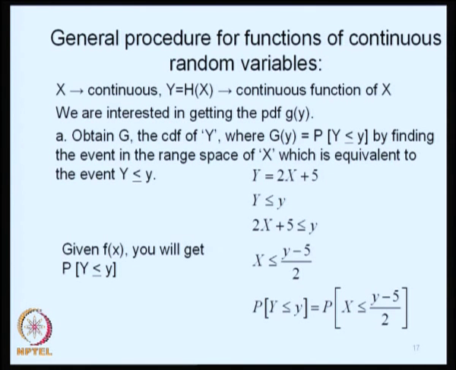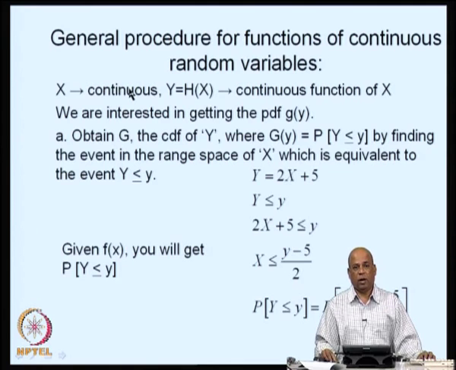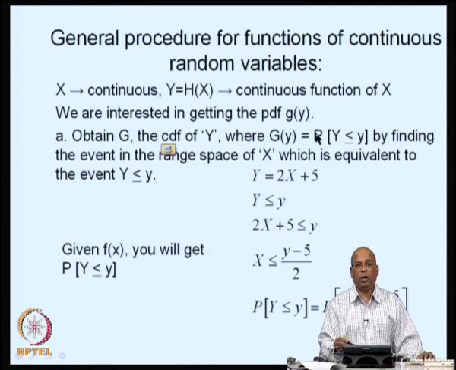Let us say you have the random variable x as the continuous random variable and you define a function y is equal to h of x, which is a continuous function of x. And we are interested in getting the PDF of y, which is the marginal PDF g of y. What we do here is, first we obtain the CDF, the cumulative distribution function of y, where from definition G of y is equal to probability of Y being less than or equal to y. How do we find this?